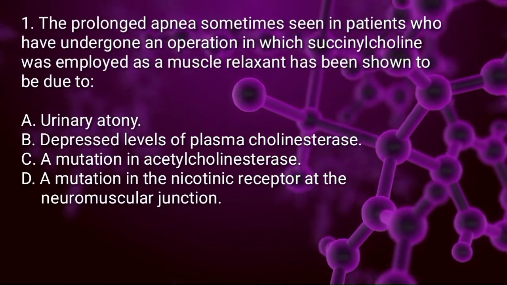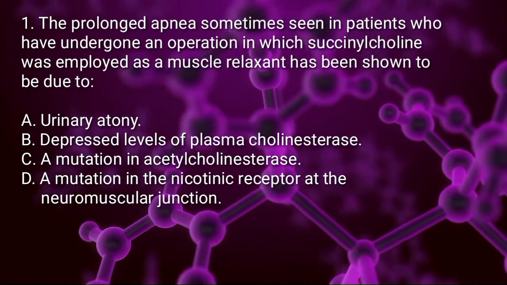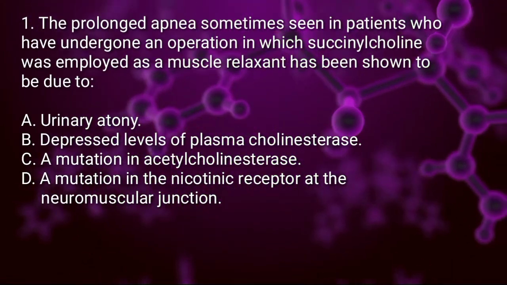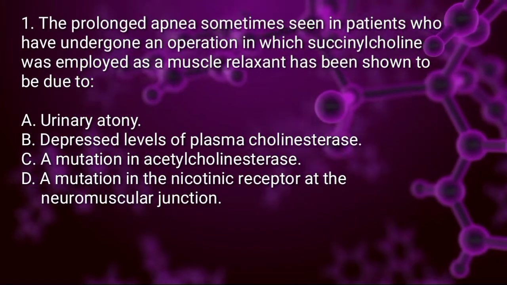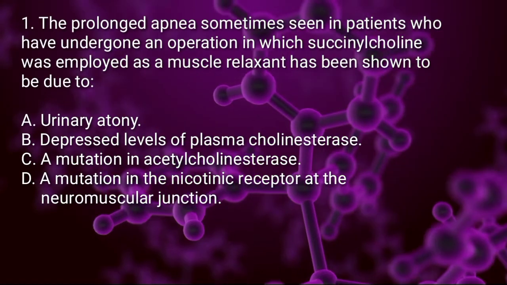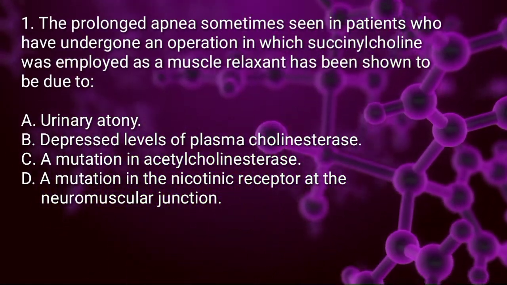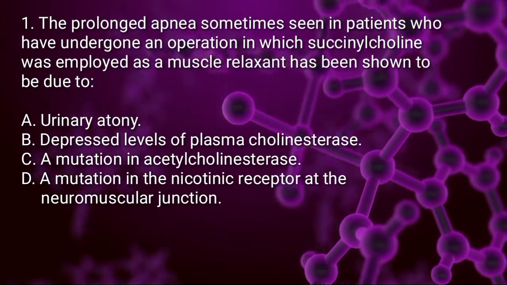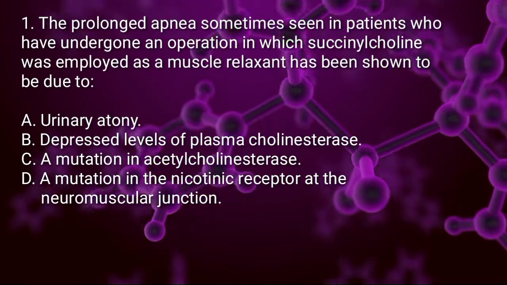Question number 1. The prolonged apnea sometimes seen in patients who have undergone an operation in which succinylcholine was employed as a muscle relaxant has been shown to be due to A. Urinary atony. B. Depressed levels of plasma cholinesterase. C. A mutation in acetylcholinesterase. D. A mutation in the nicotinic receptor at the neuromuscular junction.